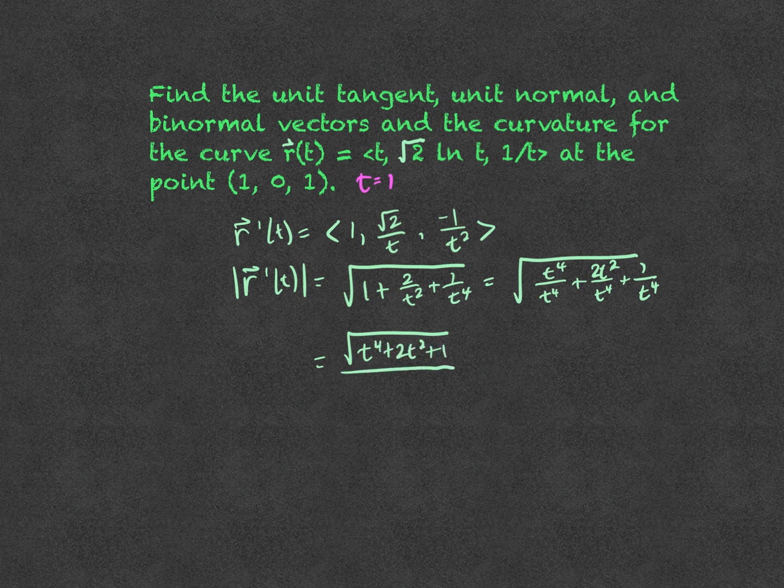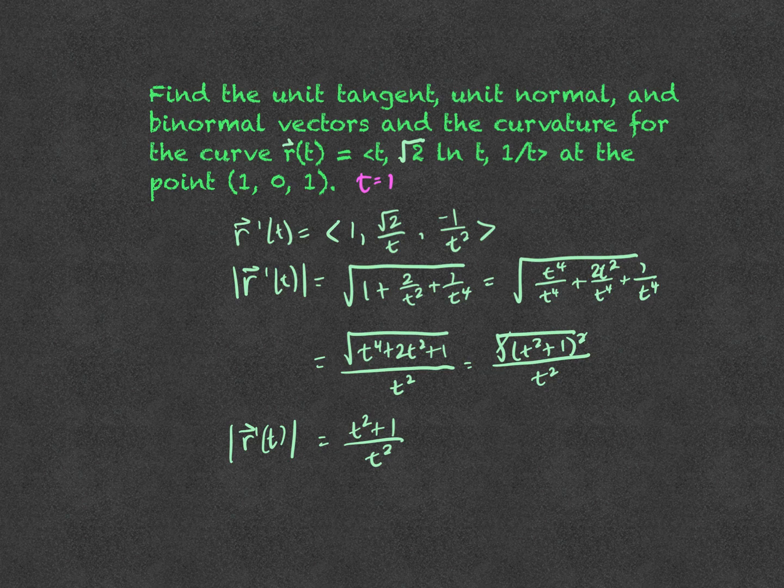over the square root of t to the 4th, which is t squared. Now this factors nicely into t squared plus 1 squared. And on the bottom I have a t squared. So these cancel. So we have the square root of t squared plus 1 over t squared. There are people who want to tell me those t squareds cancel. They're wrong. Don't fall into that trap.